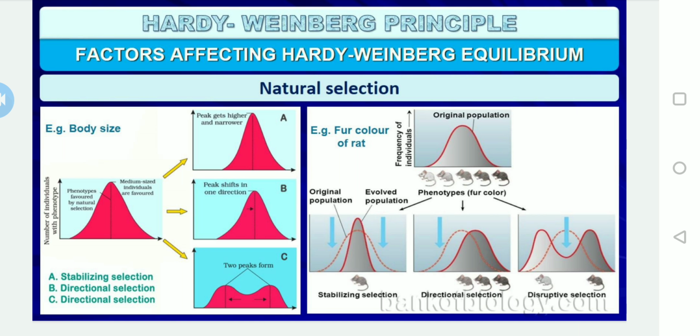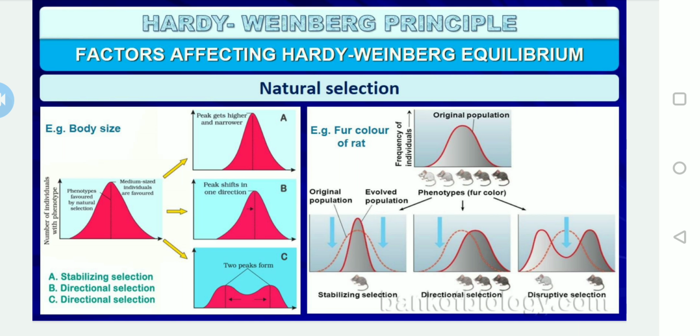And another example, if we take the fur color of the rat, in the original population, how will it be? In stabilizing selection, from the original population to the evolved population, only one particular form is evolved. But what about directional selection? More than one. Here they have given three forms, but in case of disruptive there are two forms equally, so equally they compete for each and everything.